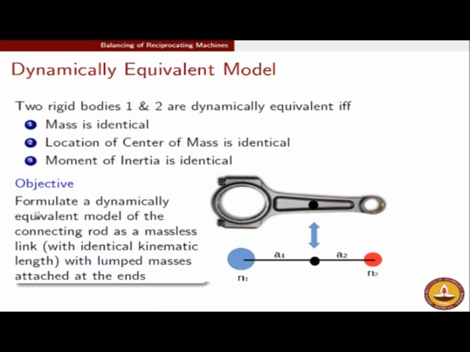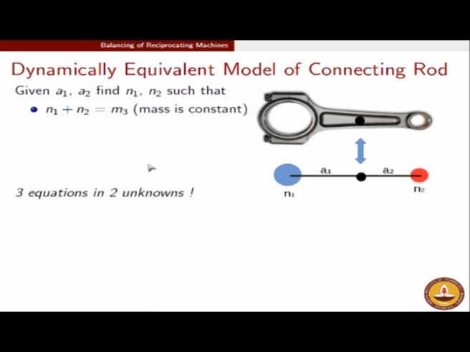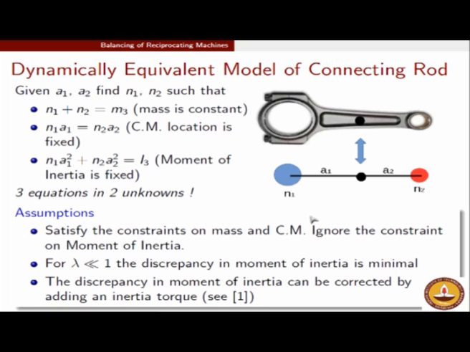So, the objective will be to formulate a dynamically equivalent model of the connecting rod, because we know that the connecting rod is what makes the kinematics complicated. We want to mitigate that problem. So, we will formulate a dynamically equivalent model of the connecting rod as a massless link with lumped masses attached at its ends. So, this is our objective, and with that in mind, let us see what is the condition that we are getting. The condition is as follows.